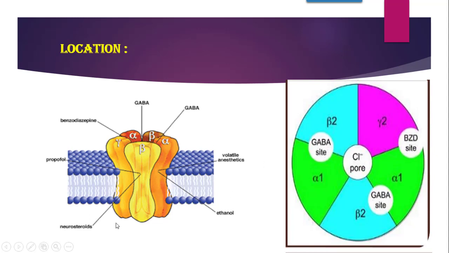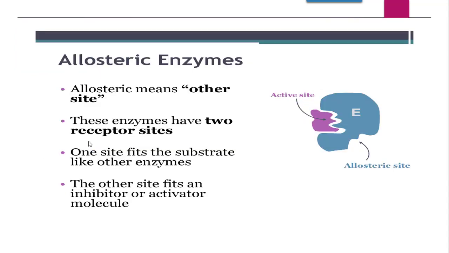And these are the other sites which we discussed, like volatile anesthetics, ethanol, neurosteroids, propofol. These are the various binding sites located on the receptor, shown by the arrows. But the basic concern for today's video is the benzodiazepine binding site and the GABA binding site. So we have just gone through the location where benzodiazepines can bind and where the GABA neurotransmitter can bind.